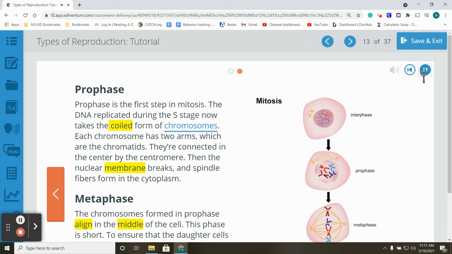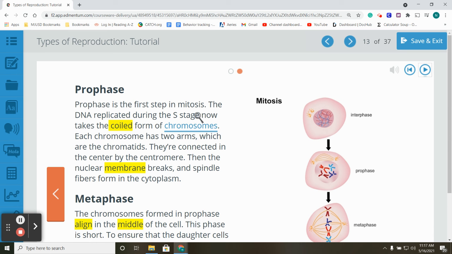Metaphase. The chromosomes formed in prophase align in the middle of the cell. This phase is short. Sorry, the only way to show the highlighted sections is to have moved from this tab to this tab. This tab here is prophase. The second tab over is metaphase. So let me read prophase. If I push the back button, I might lose these, so let's not do that.